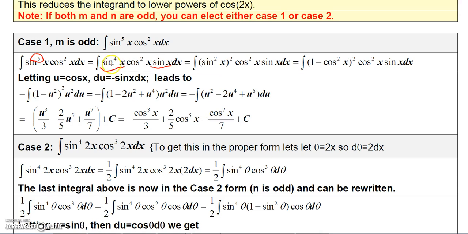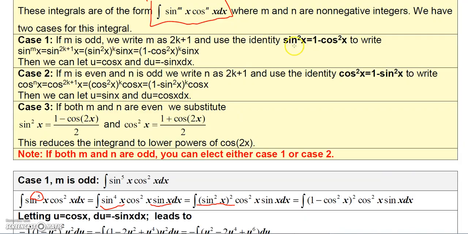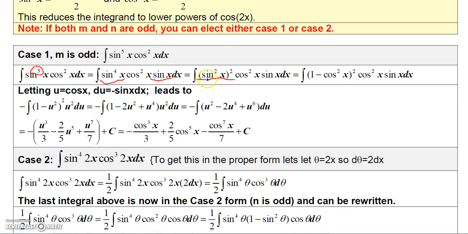Now, the reason we wanted this written as sine to an even power is because now I can write sine to the fourth x as a quantity squared. So sine x to the fourth power is the same as sine squared x, quantity squared. And then that allows me to use this identity up here that I told you about. So now I'm going to replace the sine squared x with 1 minus cosine squared x. So instead of sine squared x quantity squared, I have 1 minus cosine squared x quantity squared.